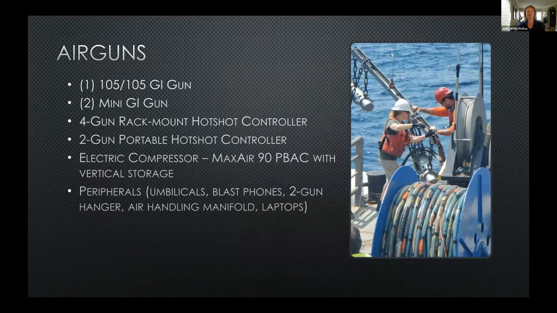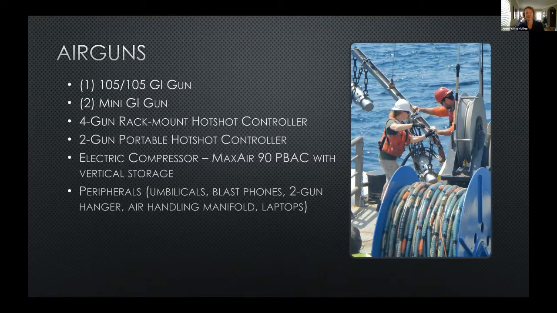Sources. What we've got for sources now are one GI gun, the 210. We've got 2 mini GI guns, and then the hotshot controllers to run them. Right now we've got the little portable one that you guys have at UTIG, and we've shared those back and forth before, the little Pelican case guy. And then we also just got the rack mount controllers, so we can now run a 4-gun survey if we wanted to. But again, we don't have 4 guns, so that's part of the reason we're here. Every time we've run 4 guns, it's because we borrowed them from some of you.